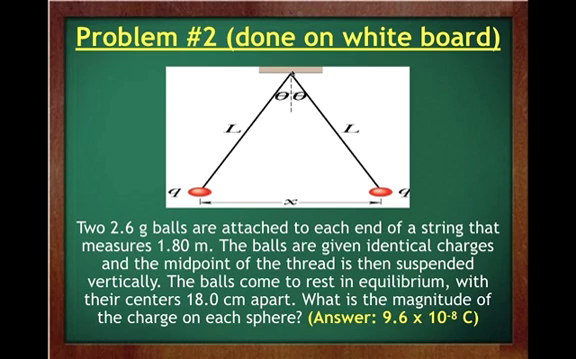They're left to drop, and then what ends up happening is because they were given identical charges, meaning they would repel each other, instead of just falling straight down next to each other, they've now pulled themselves apart. And they rest in equilibrium. And when they're at equilibrium, their centers are 18 centimeters apart. What is the magnitude of the charge of each sphere? We don't know whether they're both positive or negative. It wouldn't really matter, because it would just be repelling anyway, but we're just being asked what that magnitude is. So let's work through trying to figure this one out.